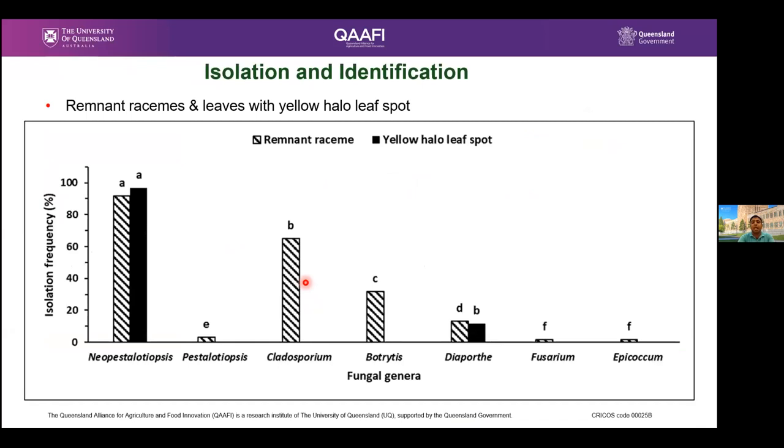So the fungal isolates were obtained from the remnant racemes and leaves with the yellow halo leaf spots that were collected from the commercial macadamia orchards. Here you can see that the fungal genera Neopestalotiopsis, Cladosporium, and Botrytis were more frequently isolated from the remnant racemes, while the genus Neopestalotiopsis is the dominant genus isolated from the yellow halo leaf spot.